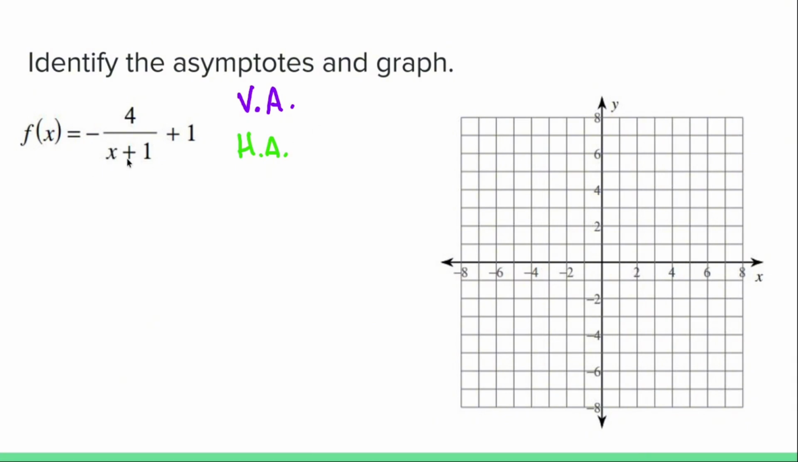Now, if I were to plug in -1 for x, -1 would make the bottom here equal to 0 because I would get 4 over 0, and that's undefined. So my vertical asymptote is x equals -1.